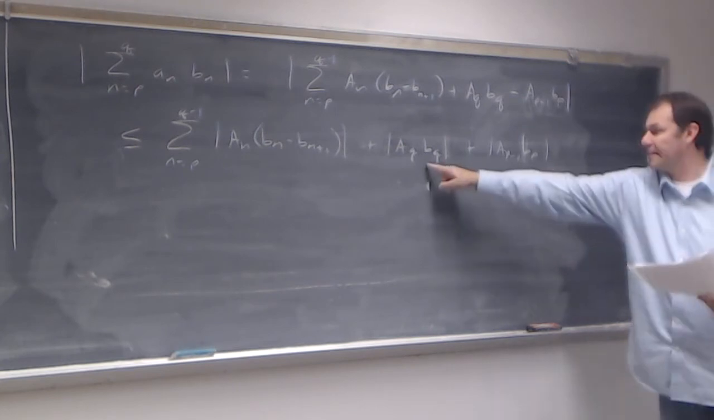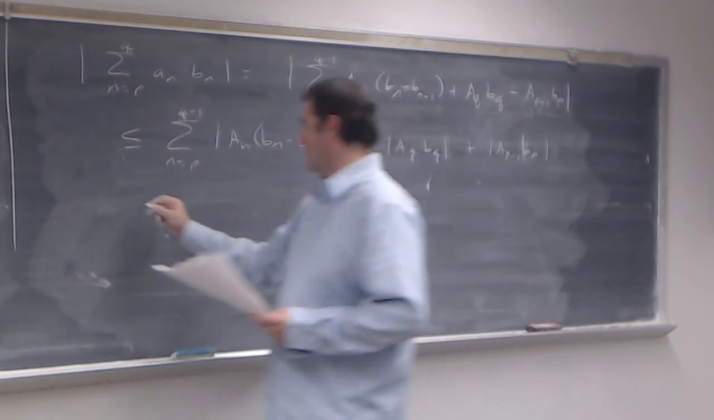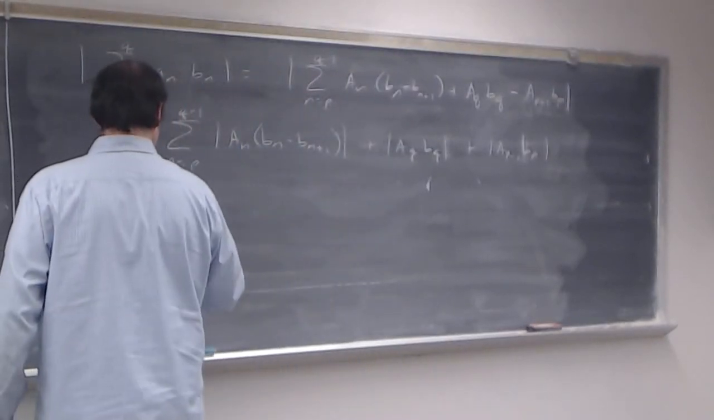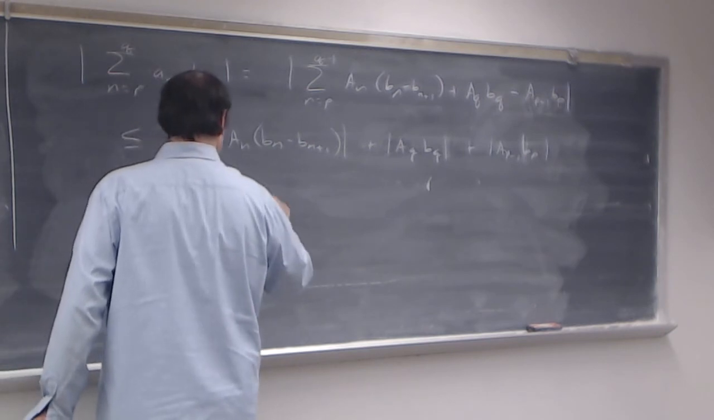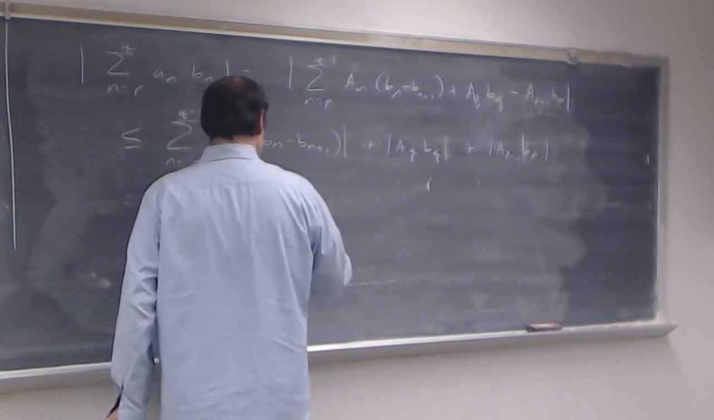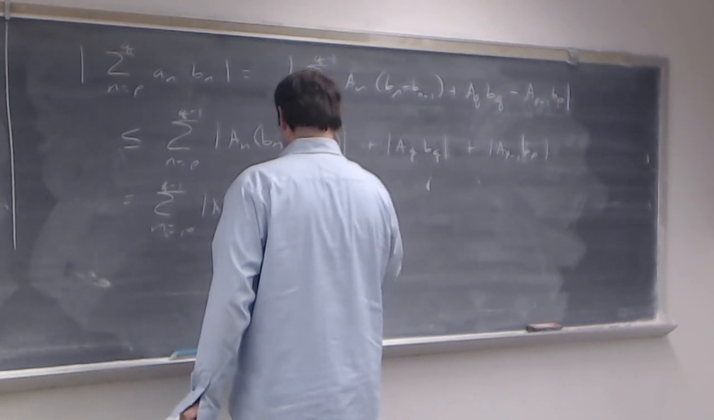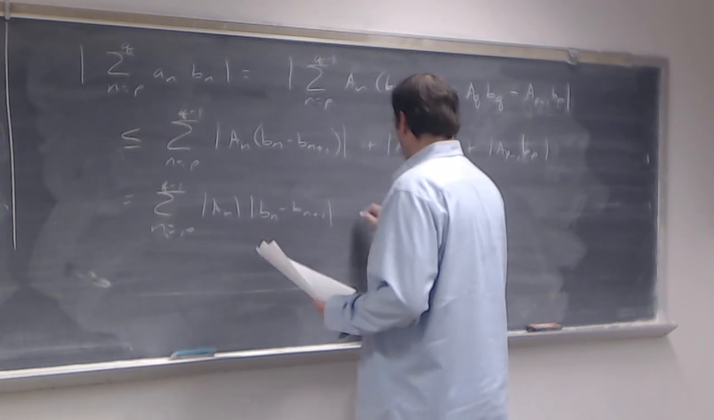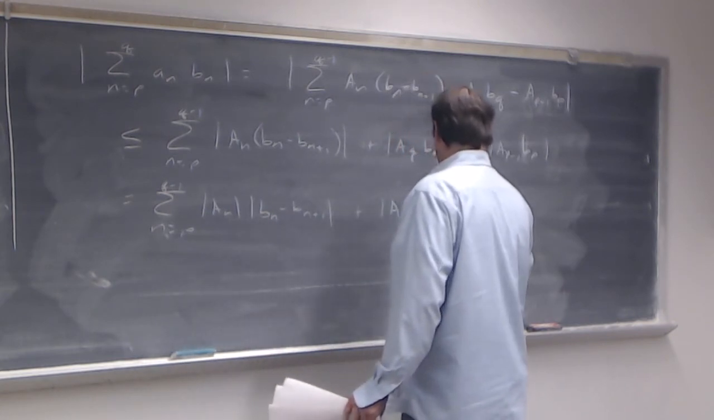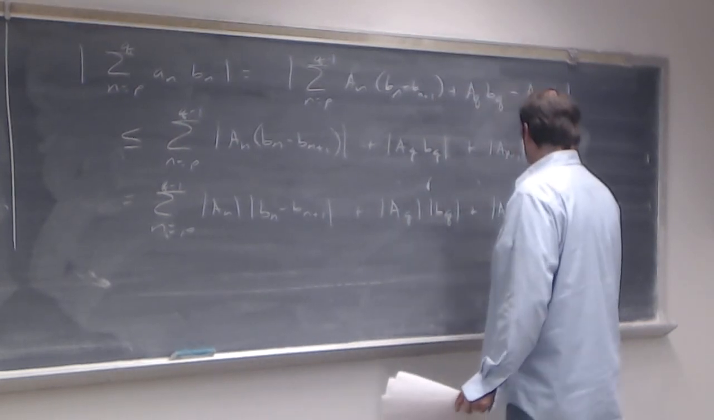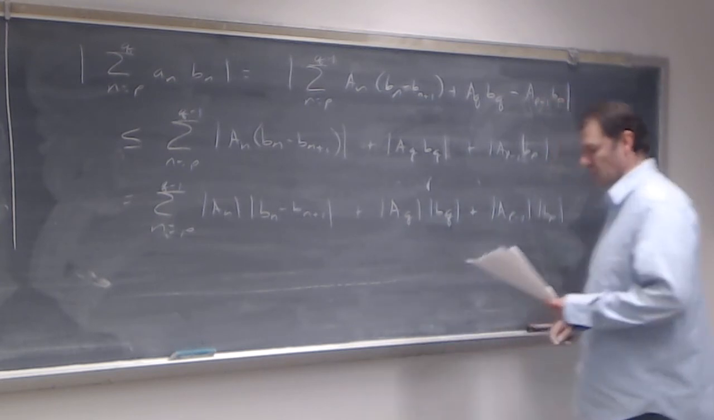And of course, you take the absolute value of each one of these items and the product will be the same. And so that's equal to this sum. Let me show a little bit more detail. This is the absolute value of a sub n times the absolute value of b sub n minus b sub n plus 1, plus the absolute value of a sub q times the absolute value of b sub q, plus the absolute value of a sub p minus 1 times the absolute value of b sub p.